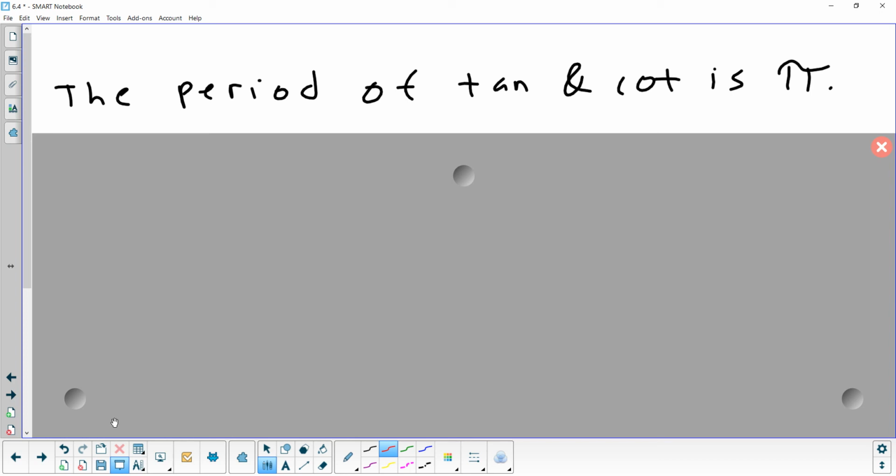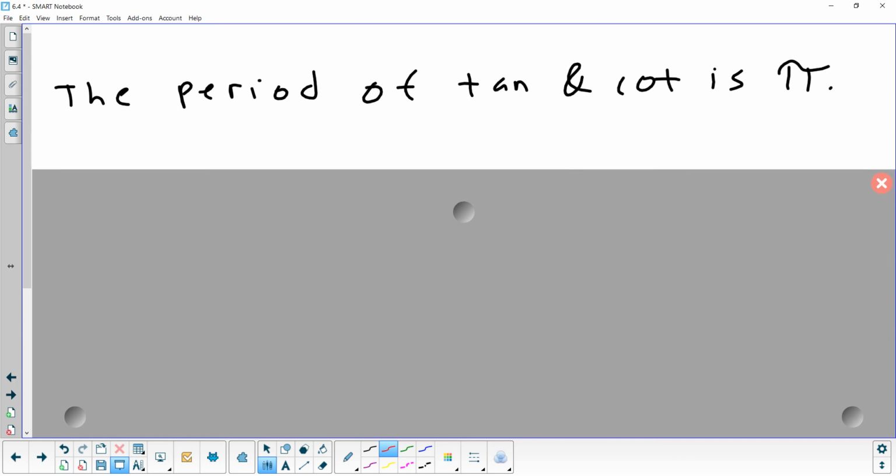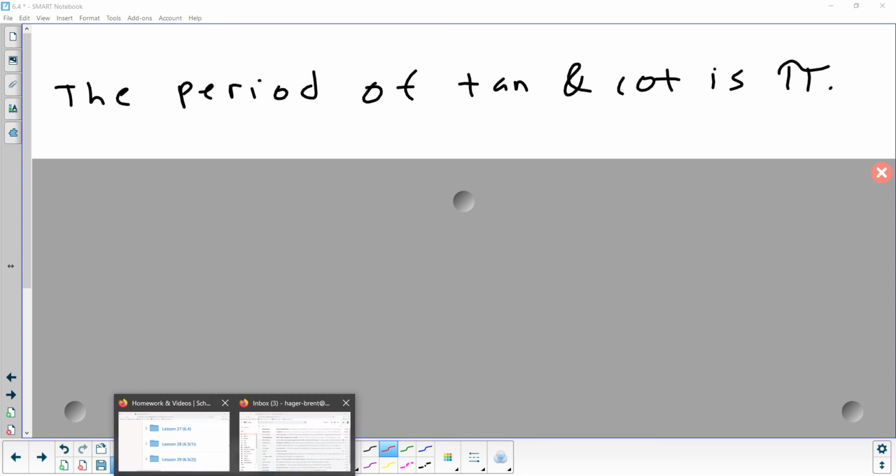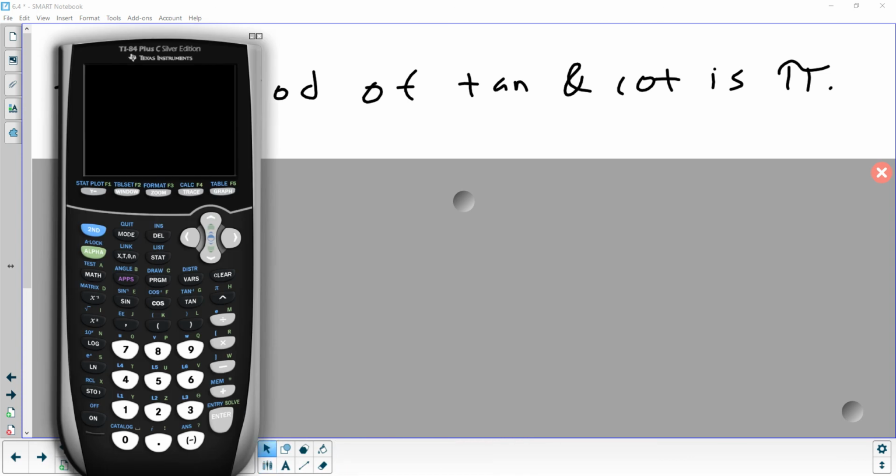So that's what I've been saying. The period of tangent and cotangent is pi. So what does that mean? That means if you add pi to an answer and take the tangent of it, you're going to get the same thing. Let's look at an example.